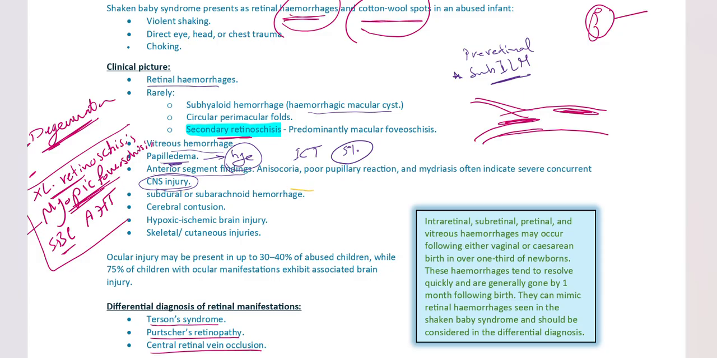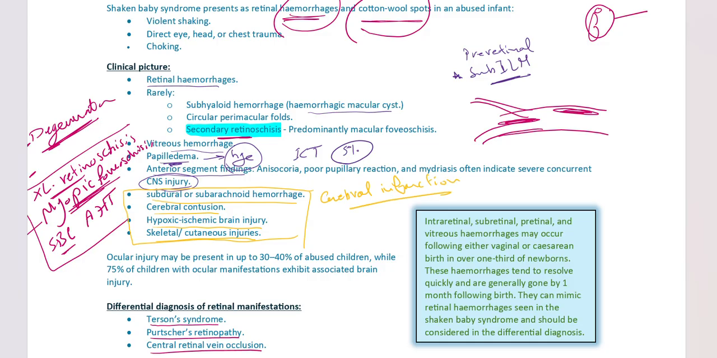Central lesions in abusive head trauma include subdural or subarachnoid hemorrhage, cerebral contusion, hypoxic ischemic brain injury, and skeletal or cutaneous injuries. And this makes sense because cerebral injury is the most common reason for visual loss in these patients. Besides, the initial presentation might be from cerebral infarction.